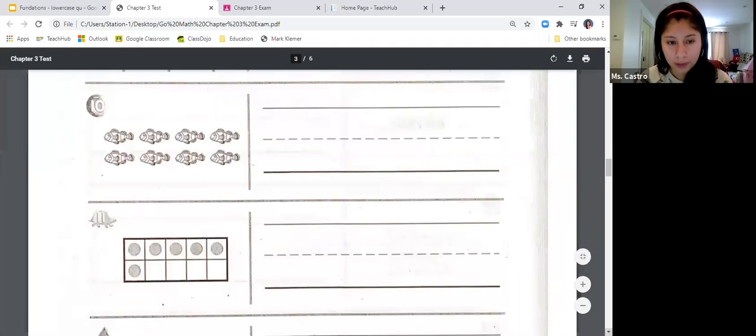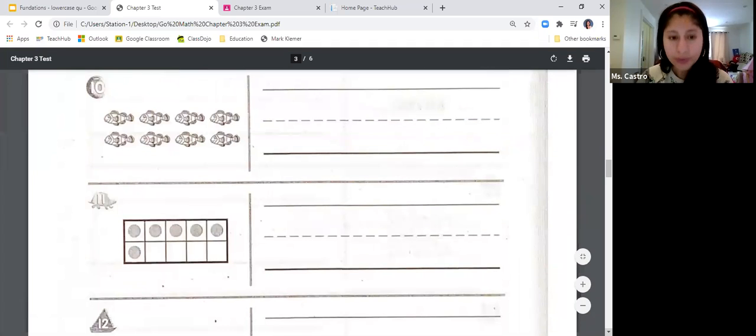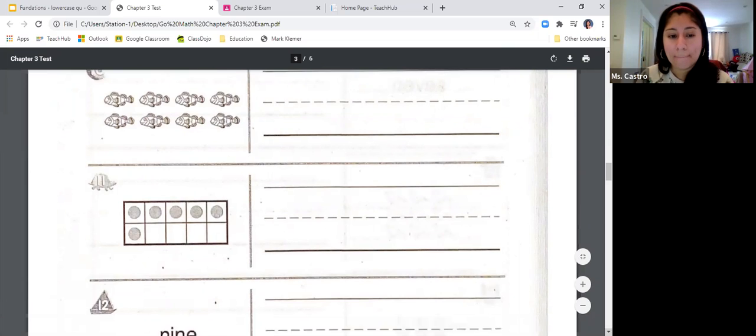Number 11, looking at the 10 frame. Count how many counters, write the number. So again, feel free to count with your magic finger. If you want to make sure that you're counting the right way, you can label, okay? Label the counters in the 10 frame and then write your answer on the line.